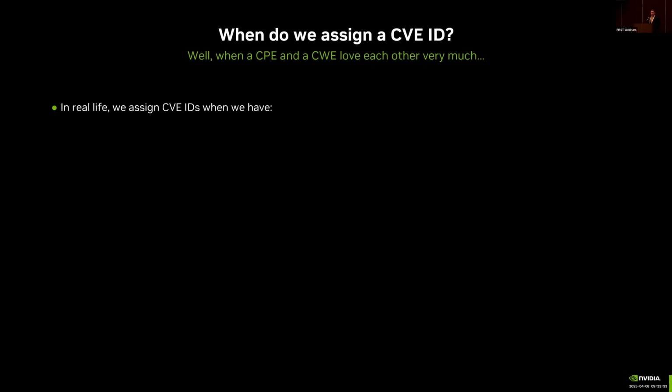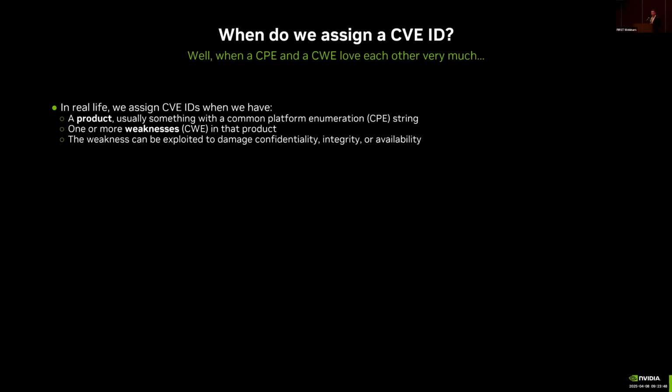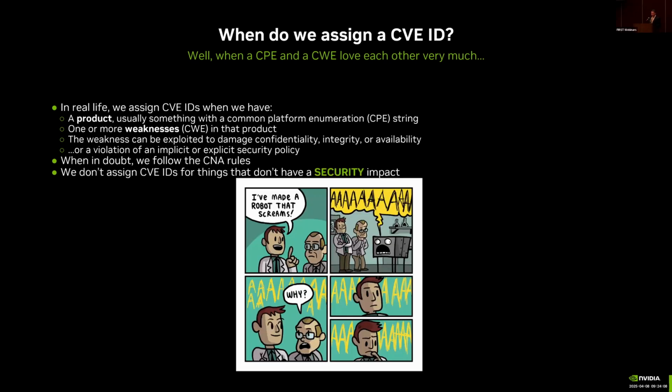In real life, we assign CVE IDs when we have, say it with me, a product, usually something with a CPE string, shout out to CPE, with one or more weaknesses. And the weaknesses can be exploited to damage confidentiality, integrity, or availability, or, that's right, violate an implicit or explicit security policy. That's when we assign. When in doubt, we follow the CNA rules. We can always go back and look at them. But we don't assign CVE IDs for things that don't have a security impact.